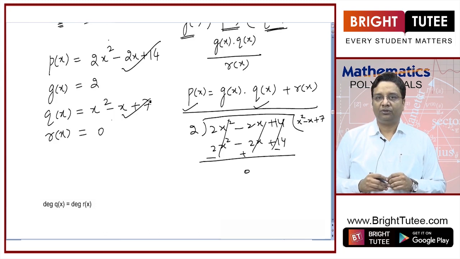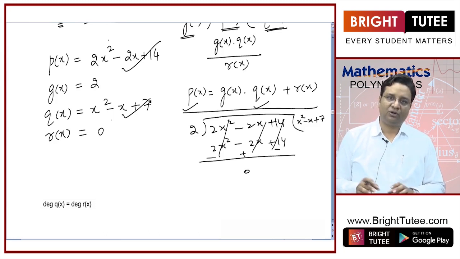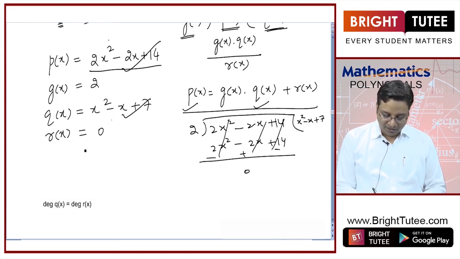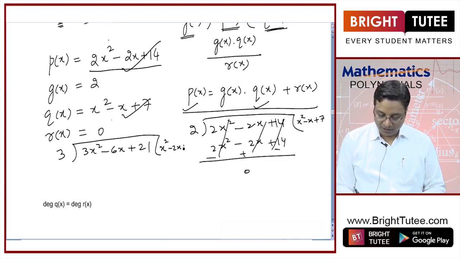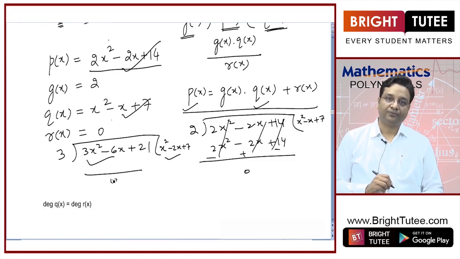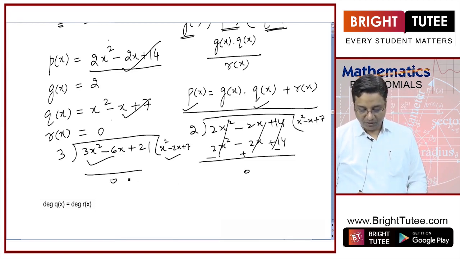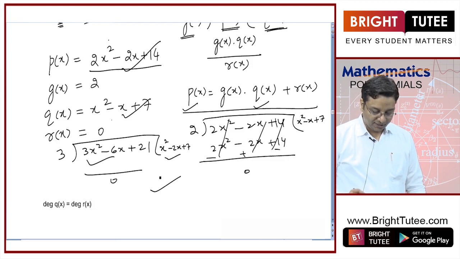You don't have to memorize this, you can create it there and then, or you can memorize some of the expressions. You could have taken like 3x square minus 6x plus, let's say, 21, right? So you could have divided it by 3. So you would have got x square minus 2x plus 7 here. Degrees of p(x) and q(x) again are same, and the remainder will be 0, right? So this is how we can create these expressions.